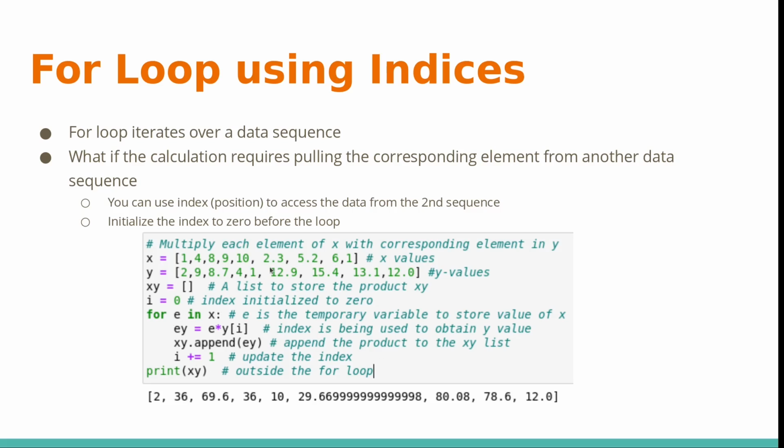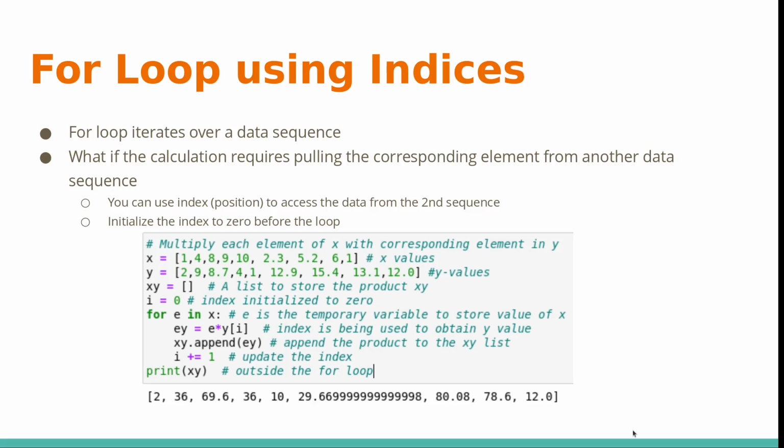And when E reaches this final one here, E of Y of I will be equal to 12. It will multiply those two, append it, increment this I by 1 and go back. But of course, there is nothing more to pull from X. So the loop terminates and then comes out. And then it prints X, Y to be what these values are. So that's how you loop using an index.